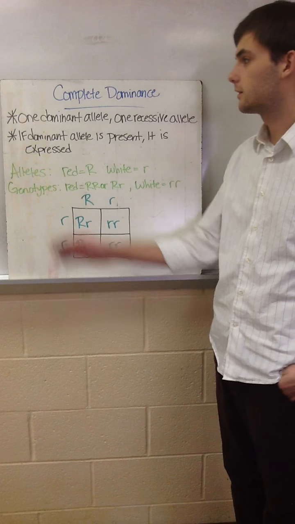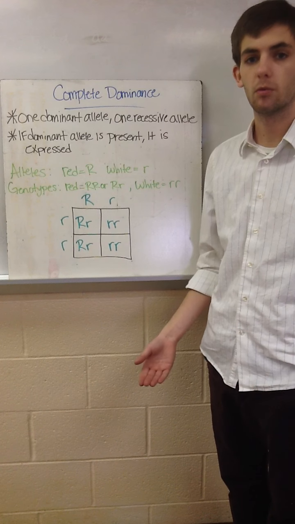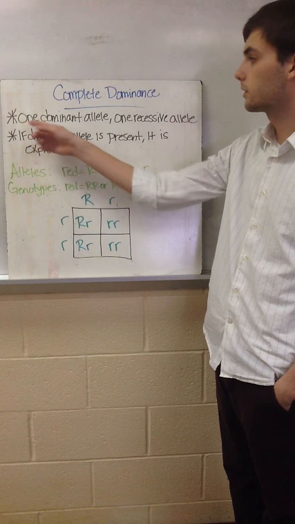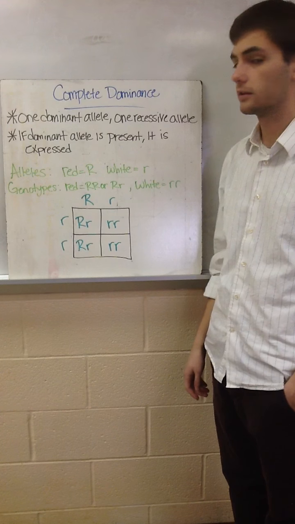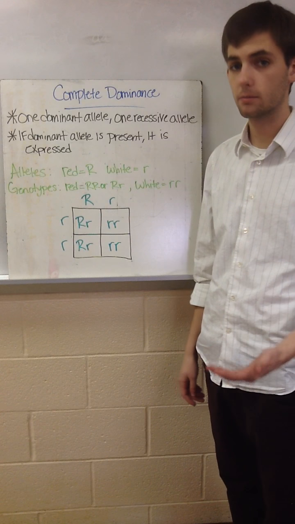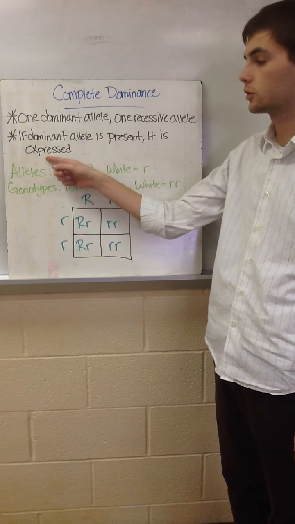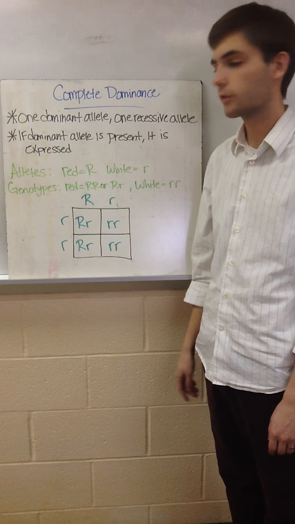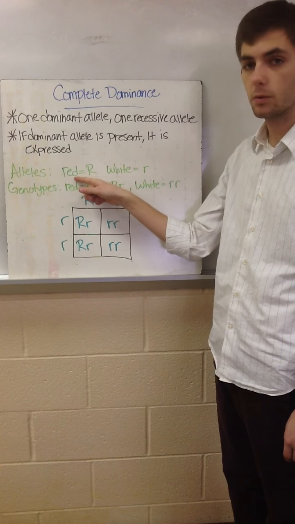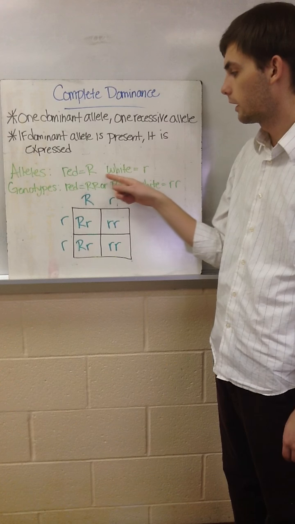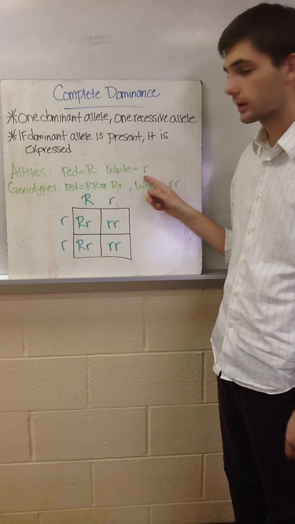Complete dominance is one of the types of dominance that we've been working with so far. This is when one dominant allele is present and one recessive allele present. If the dominant allele is present, that will be the trait that is expressed. So for example, if we're talking about red and white, red would be represented by a capital R and white would be represented by a lowercase r.